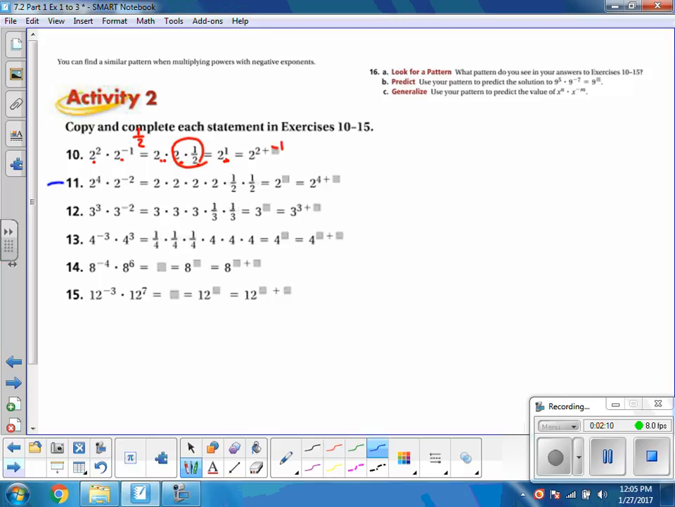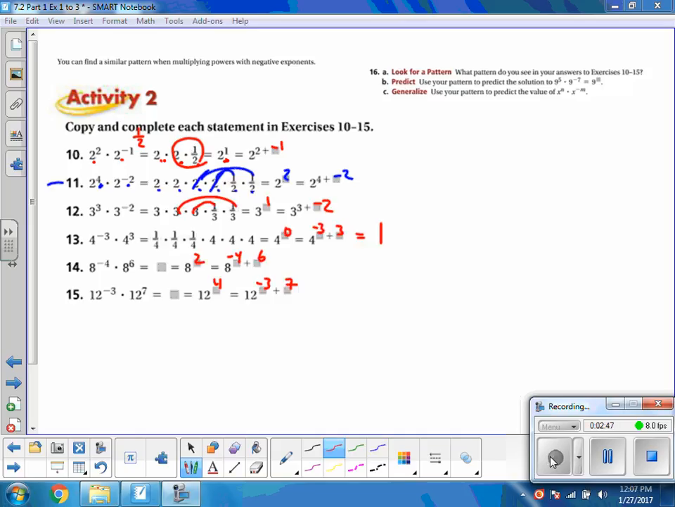Let's check that out with number 11. 2 to the fourth power, so that's 1, 2, 3, 4, times 2 to the negative second power, which is 2 halves. Okay, and if I work this out, I've got a couple of halves here, which make half of this, which is 1, half of that, which is 1. So I'm left with these two 2's. So it's 2 to the second power, and we can see that here: 2 to the fourth power plus the negative 2. So it looks like I can add the exponents again. Why don't you press pause, try 12 through 15, and see if we are doing the same thing.